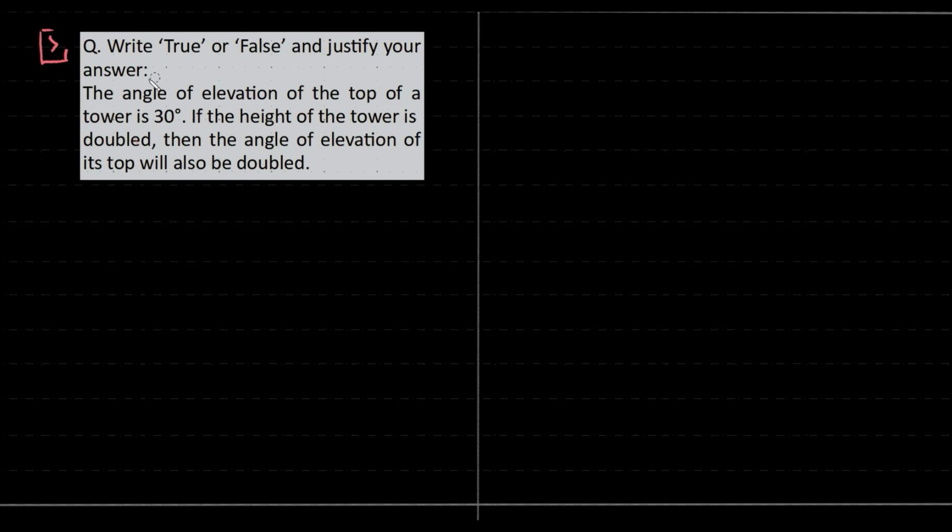Write true or false and justify your answer. The angle of elevation of the top of a tower is 30 degree. If the height of the tower is doubled, then the angle of elevation of its top will also be doubled.